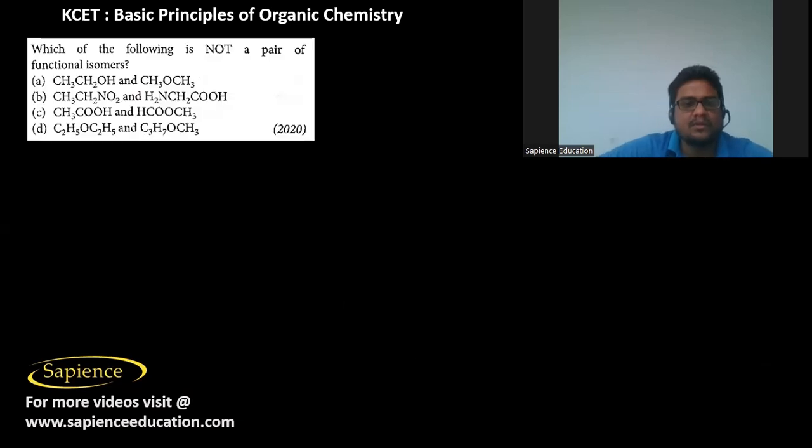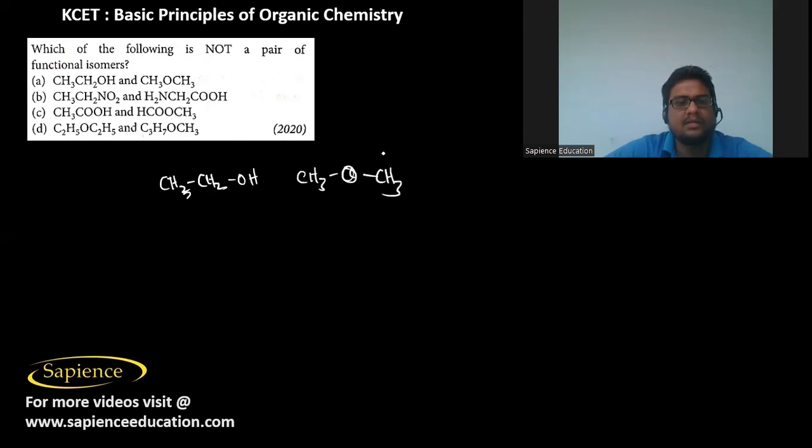Which of the following is not a pair of functional isomers? So the first one is ethyl alcohol, means ethanol, and acetone. Ethanol and acetone, so they are functional isomers.